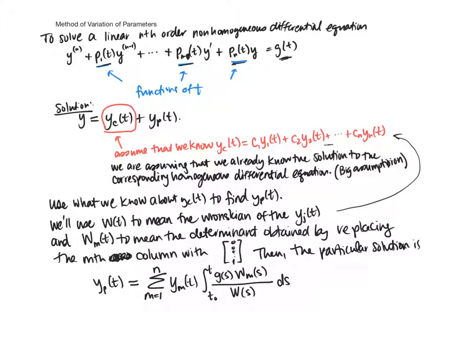And then this W of s, that's just the Wronskian, the regular old Wronskian of those yj's that I was given. And you might be wondering, what's the deal with the s? Well, the s is really just a dummy variable. Once I integrate and plug in the t's, I'm going to end up with a function of t in the end. And I'm going to sum that all up. Okay, so I will show you an example on the next slide that may clarify some things here.